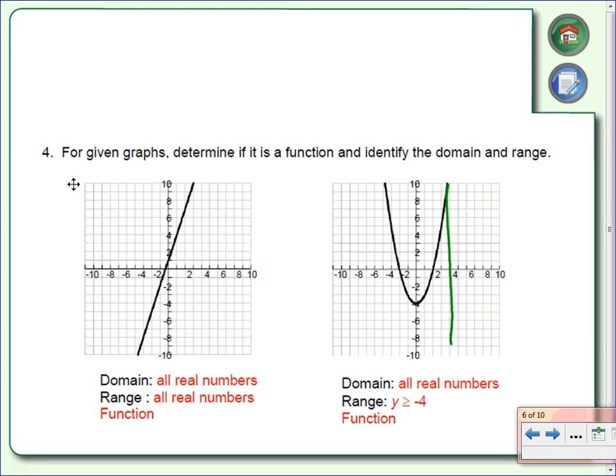Now, as far as the domain on this graph, the domain on this graph is also going to be all real numbers. In other words, the x's are all negative, all positive numbers, including fractions and decimals. But notice my range is a little bit different. And I'll explain that once you write it down. Range.